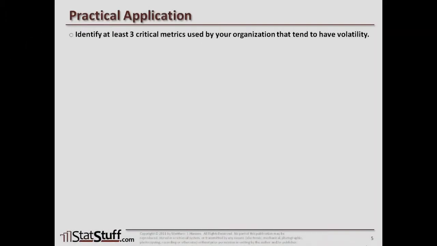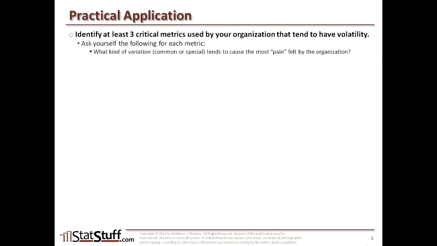All right, before we close this lesson, let's discuss how we can apply some of these concepts in a practical way. We'll try to find at least 3 different metrics that your organization uses. Again, that would be continuous type of metrics, and they are metrics that tend to have a lot of volatility. And try to ask yourself some of these questions for each of those metrics. First of all, what kind of variation, like between common cause variation or special cause variation, tends to cause the most pain that your organization is feeling? So what kind of variation are you seeing within those metrics that's causing the most pain for the leadership in your organization? And has the organization ever misinterpreted that variation?